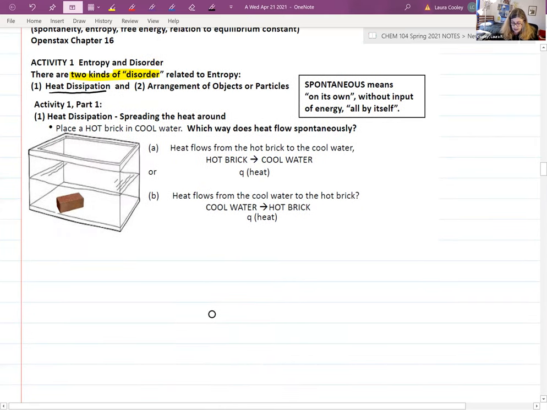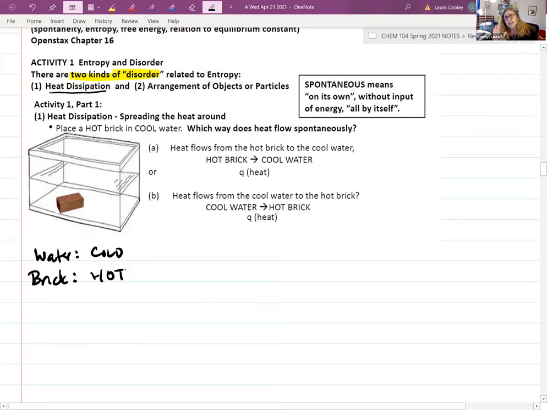So here I have a picture, basically kind of a fish tank, and it has water in it. And the water is cold, so no fish in it, they would die. And the brick is hot.